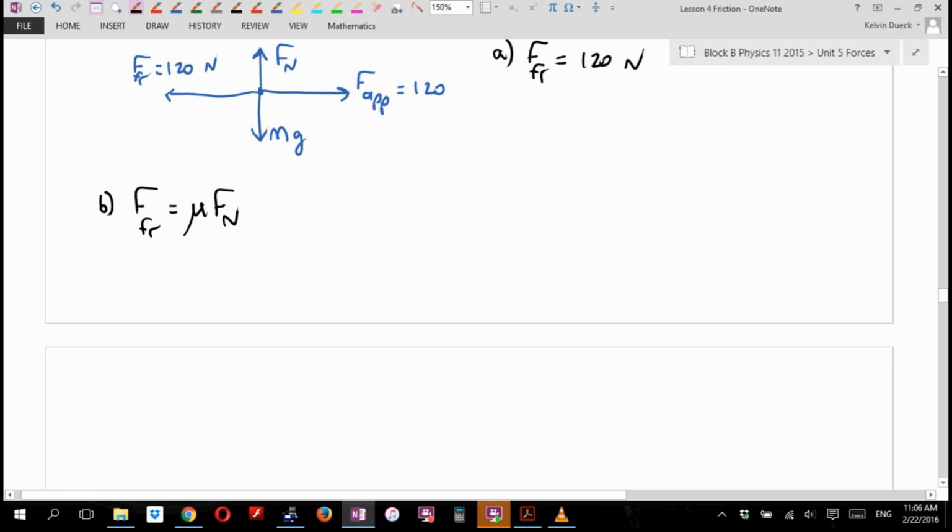Okay, so you ready? How would I get the mu by itself? What's the normal force doing to the mu? Adding, subtracting, multiplying, or dividing? So how will I move the normal force over? So if I hear you correctly, and I think I do, you're telling me mu equals friction divided by the normal force, yes? Okay.